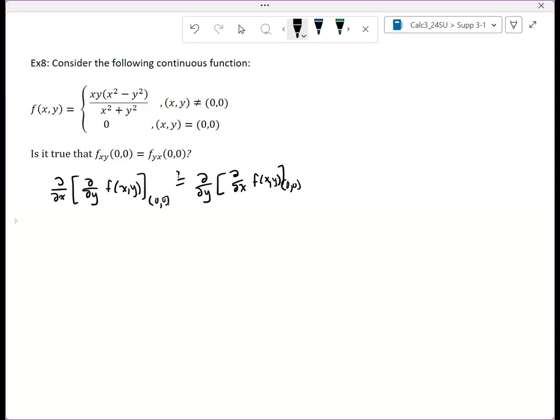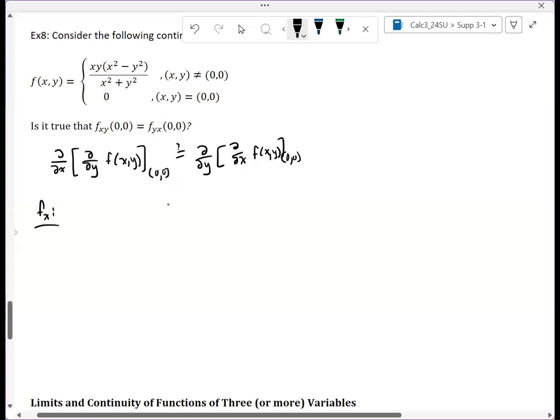Okay, so let's start by looking at the first partials. Let's start by looking at, say, df/dx. So here we'll start with (x,y) not being (0,0). What is the x partial in this case?